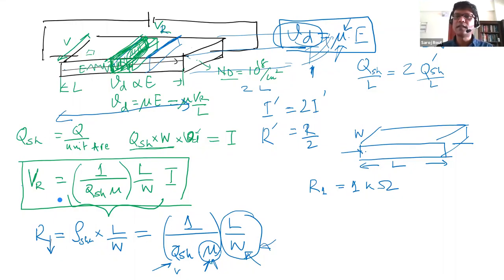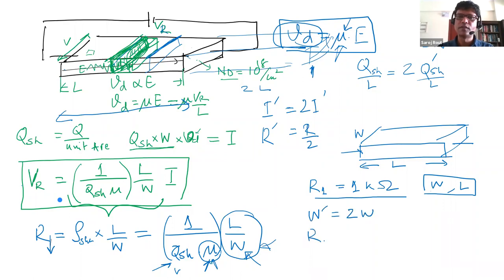So I take this block and it turns out to be 1 kilo ohm. I have some W and some L with that height. I increase the W, new W is 2W. What's the new R?